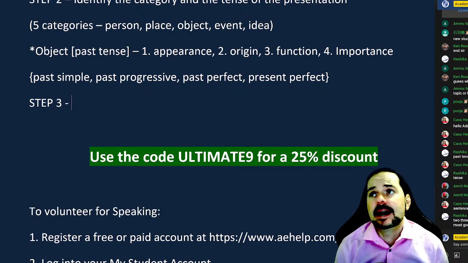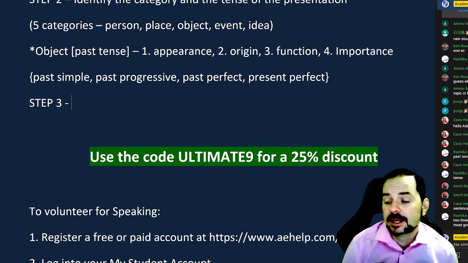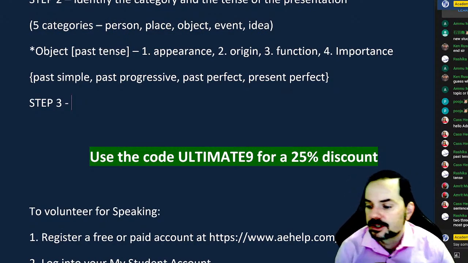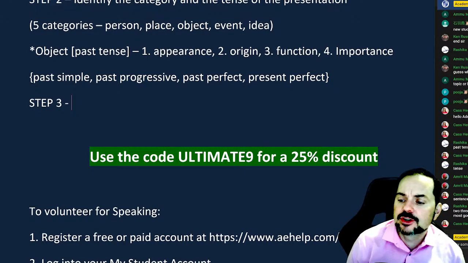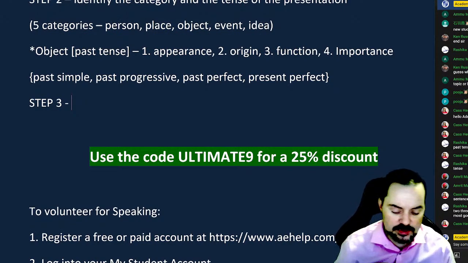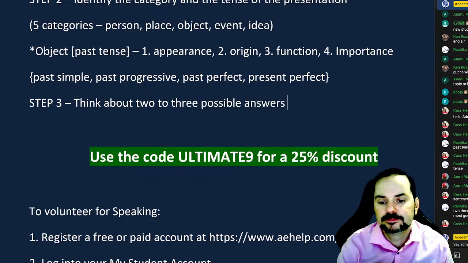Yeah, you have to be specific for part two, for sure. And Anish, you're right. One of the reasons it's scary for people is because they need to speak for 2 minutes continuously, so it's not just short answers. Yeah, so Rashika says, think about two or three possible topics and pick the best one. Yeah, so think about 2 to 3 possible answers and pick the best one.